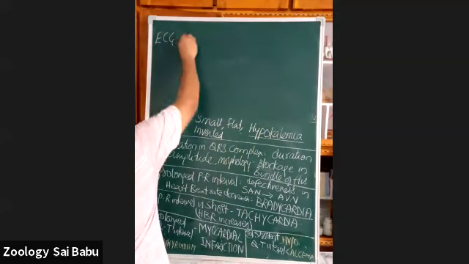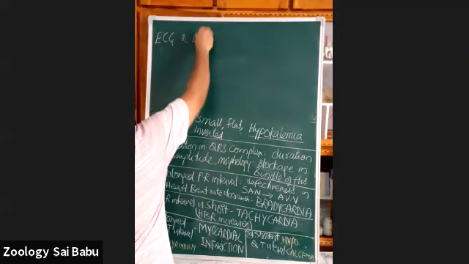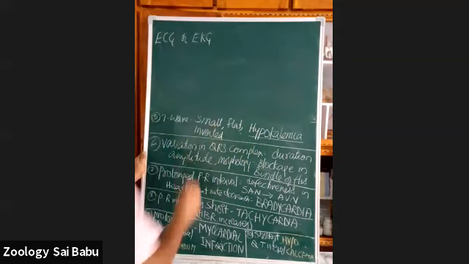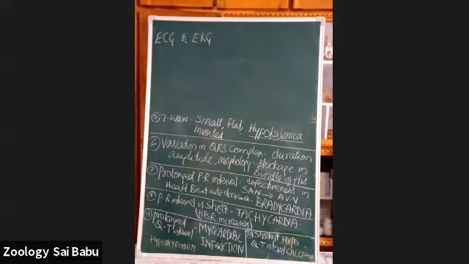ECG, also called EKG, electrocardiogram. The letter K that differs in ECG is British English and EKG is American English. In that manner, we are going to differentiate it. ECG and EKG are the same.